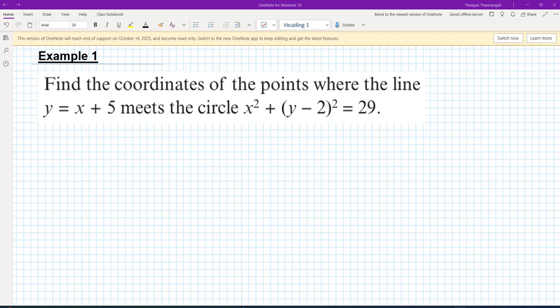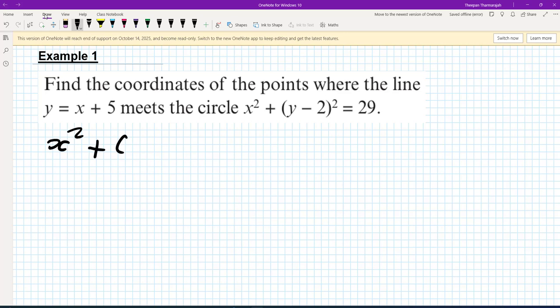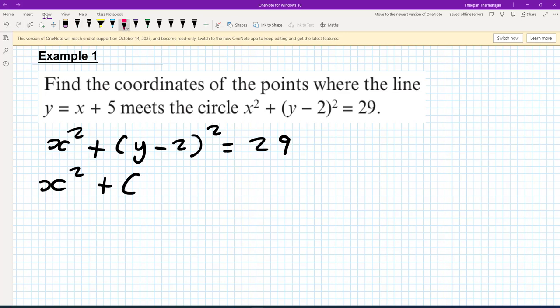Find the coordinates of the points where the line y equals x plus 5 meets the circle x squared plus (y minus 2) all squared equals 29. So what we're going to do is write the circle equation out: x squared plus (y minus 2) all squared equals 29. And then we substitute for y the equation of the straight line, which is x plus 5. So this is essentially solving a simultaneous equation via substitution.